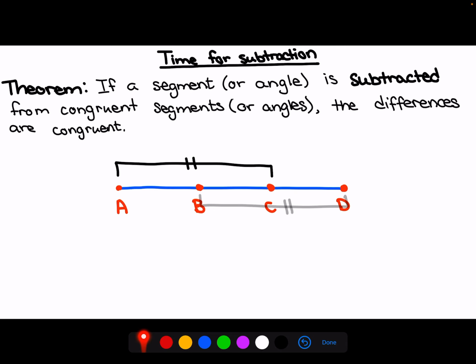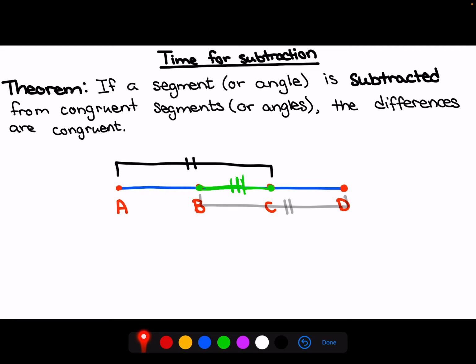So here's our first one. If a segment or angle is subtracted from congruent segments or angles, the differences are congruent. Meaning, here we have AC and BD, and they're congruent to each other. They both have two tick marks. If I were to subtract this middle segment, BC, from each of these, because BC is its own length, right? If I were to subtract BC from both of these, then we would have AB and CD, and those two angles would also be congruent.